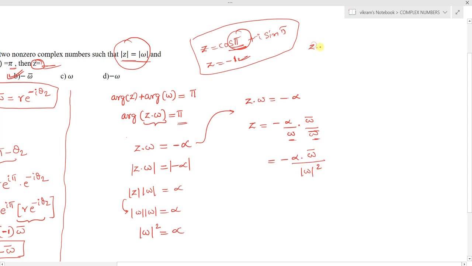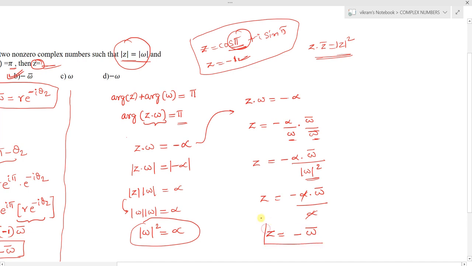From the properties, z into z conjugate equals mod z whole square. Then we can write it in this manner. We obtained mod w whole square as alpha, so z equals minus alpha into minus w conjugate by alpha. If we cancel this out, finally we obtain z equals minus w conjugate, using the regular properties.